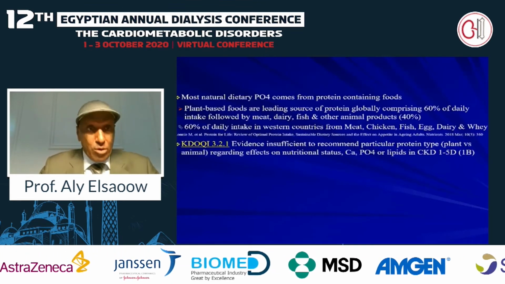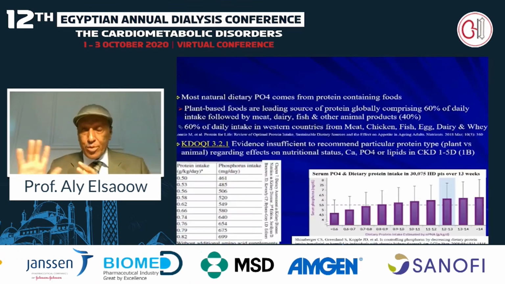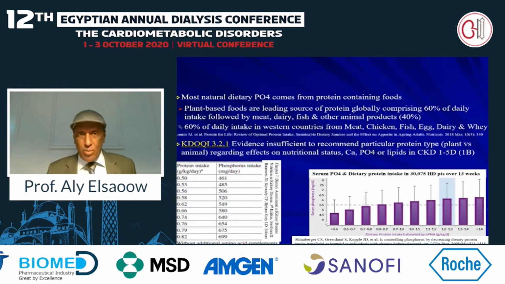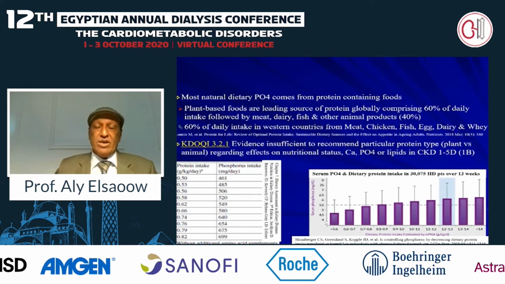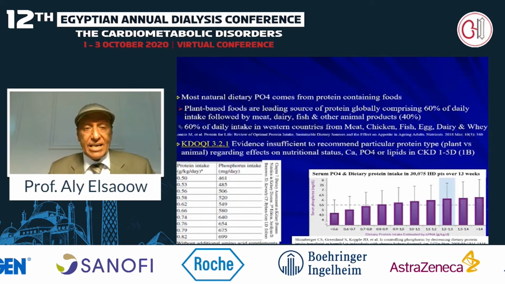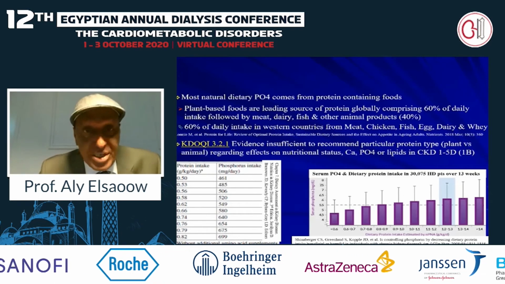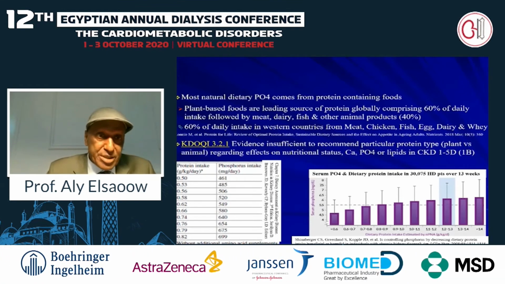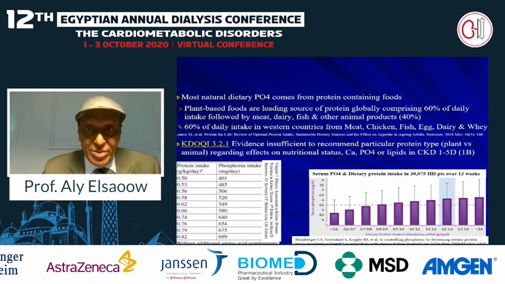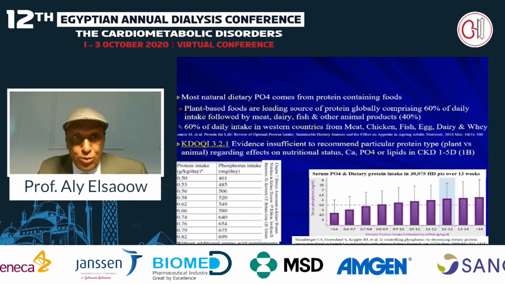Now, most natural dietary phosphorus comes from protein-containing foods. Globally, plant-based foods are the leading source of protein, comprising 60% of daily intake. The rest is from meat, dairy, fish, and other animals. In Western countries, it's the opposite. 60% of daily phosphorus intake comes from meat, chicken, fish, egg, dairy, and wheat.